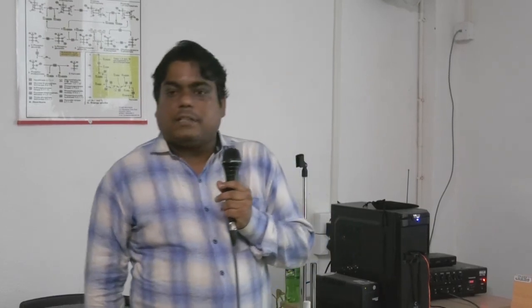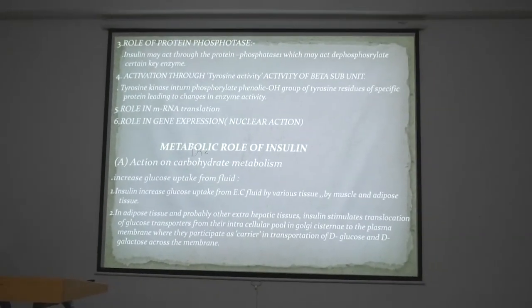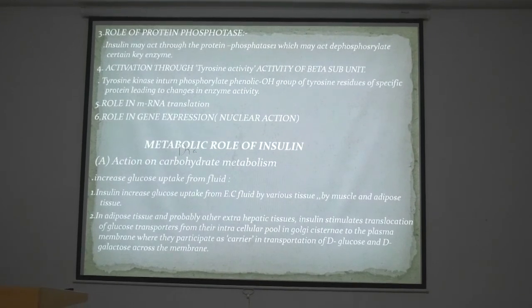I am not writing these sentences directly from any internet or other sources. I used to read different books, then I write the sentence. Understand? In adipose tissue and other extrahepatic tissues, insulin stimulates translocation of glucose transporters from their intracellular pools in the Golgi system to the plasma membrane, where they participate as carriers in transportation of D-glucose and D-galactose across the membrane.